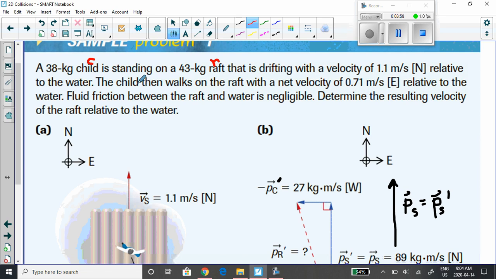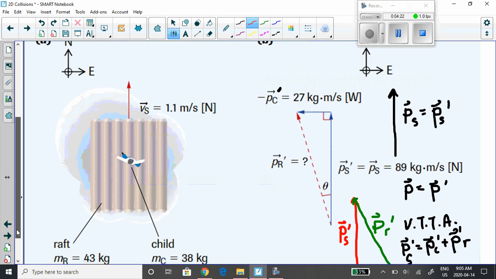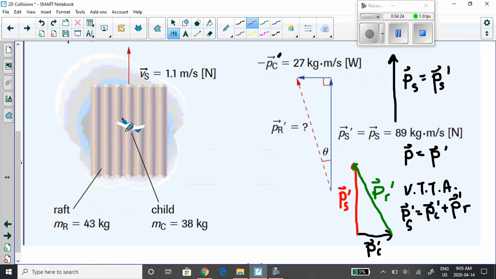So the child then walks on the raft with a net velocity of 0.71 meters per second east relative to the water. Fluid friction between the raft and the water is negligible. Determine the resultant velocity of the raft relative to the water. So they want to know what happens to the raft, what is its velocity as the child starts to walk. So right here is before the child starts to walk, and then right here is the child walking on the raft. So what have they drawn here?